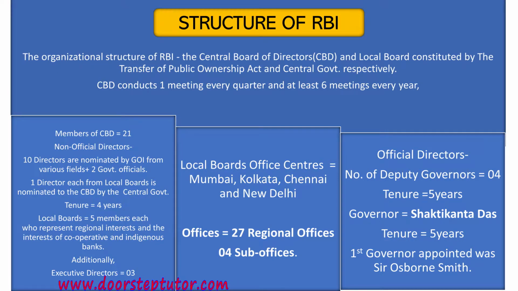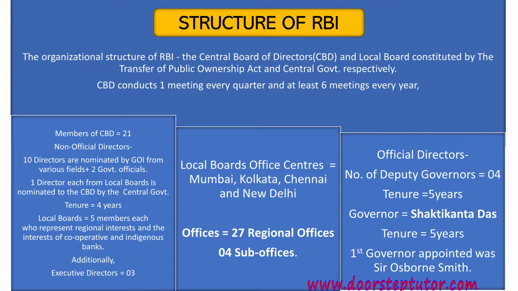Additionally, we have 3 executive directors. Local board office centers are located at metro cities like Mumbai, Calcutta, Chennai, and New Delhi. Offices of RBI are 31 in number, that is 27 regional offices and 4 sub-offices.